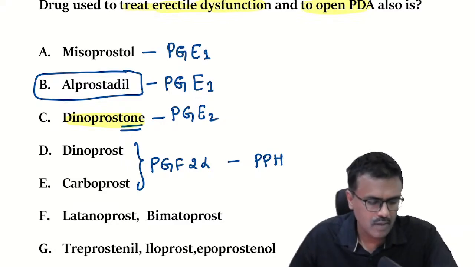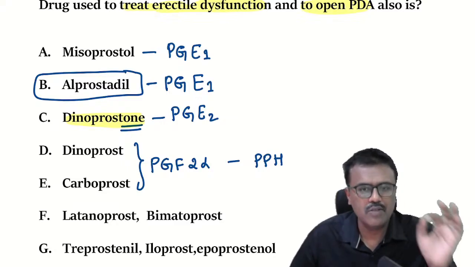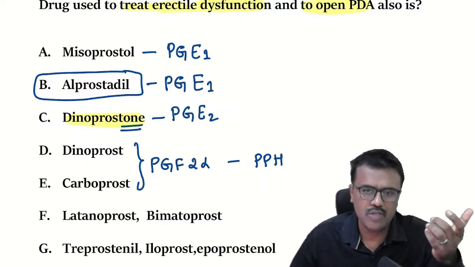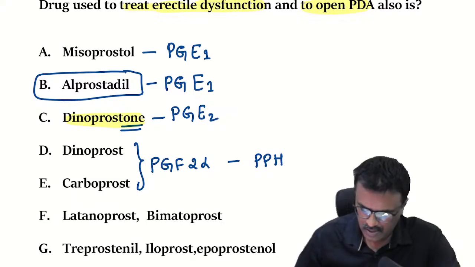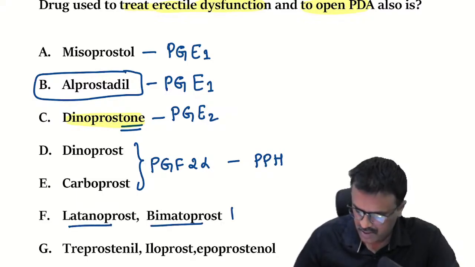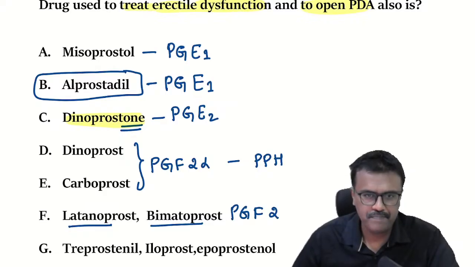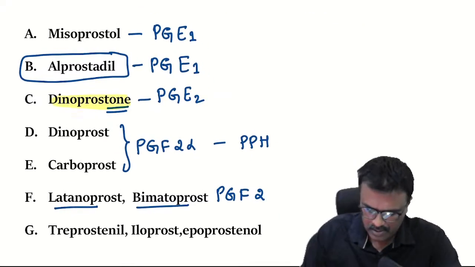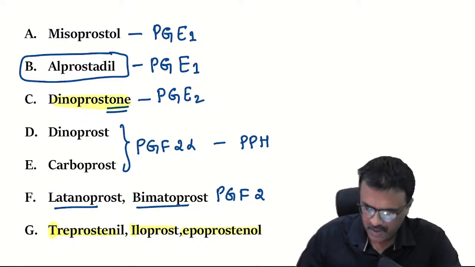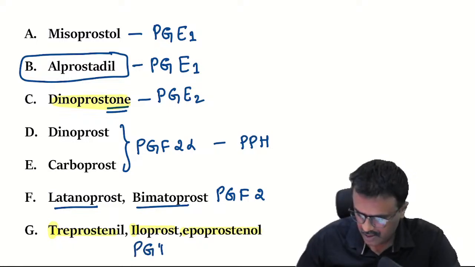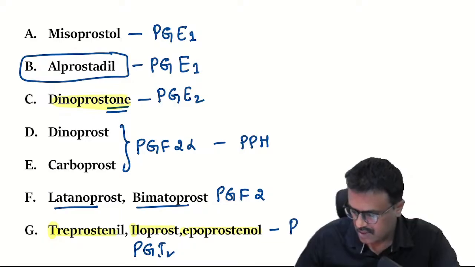Sir, can't we use allopurinol in tumor lysis syndrome? Yes, you can also use allopurinol, but the first choice will be rasburicase, then you can give allopurinol. Then latanoprost, bimatoprost, these are PGF2 alpha, which are used in glaucoma. The three drugs, treprostinil, iloprost, epoprostenol, these are PGI2 drugs, and these are used to manage, just now I told you, a problem called pulmonary hypertension.